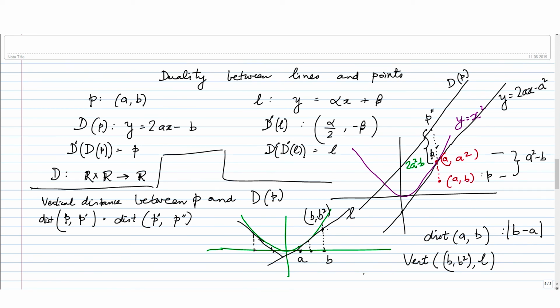this point has a coordinate 2ab minus a square, right, from that line, okay, and then you just subtract it. So, it is b square minus 2ab minus a square, that is equal to a minus b whole square, right. And this is the key to the lifting transform, that this distance, okay, and this distance are related by a square.